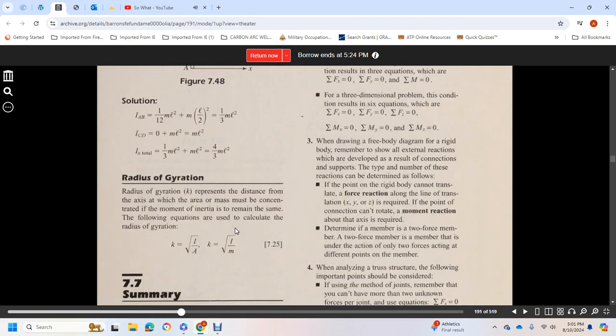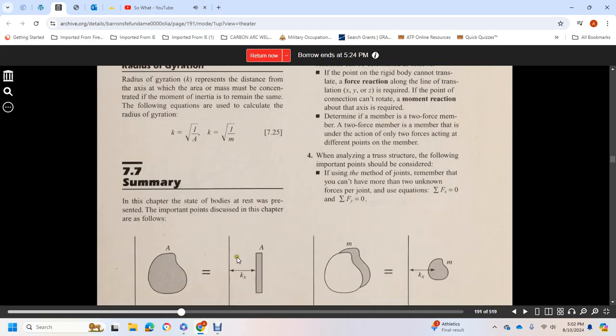Radius of gyration. The radius of gyration, k, represents the distance from the axis at which the area or mass could be concentrated while the moment of inertia remains the same. The following equations calculate the radius of gyration: k equals the square root of I over A for area, and k equals the square root of I over m for mass.